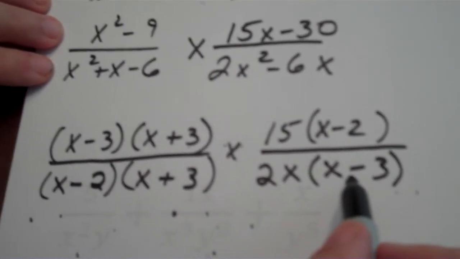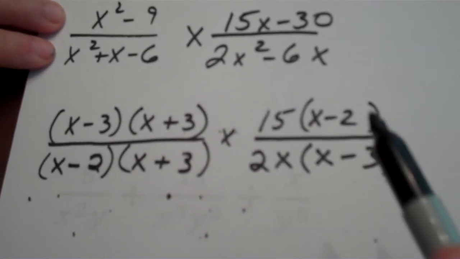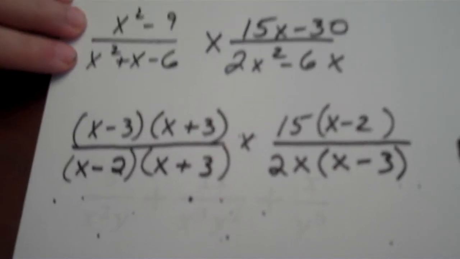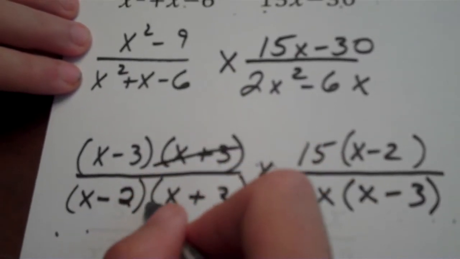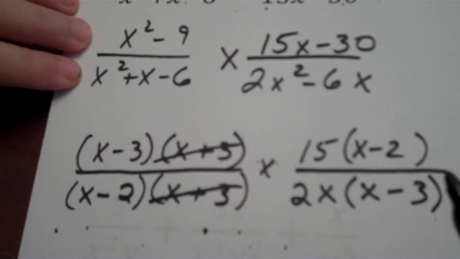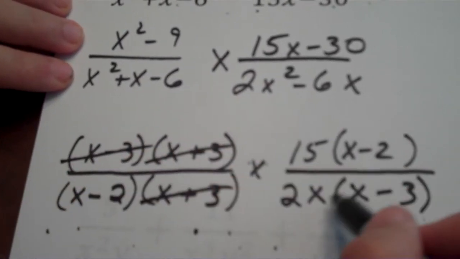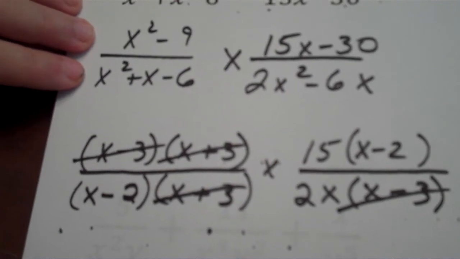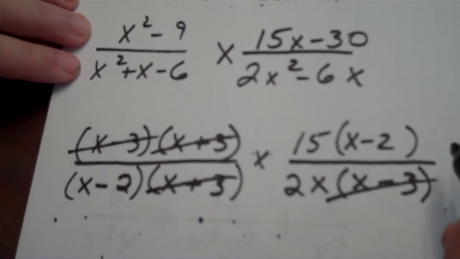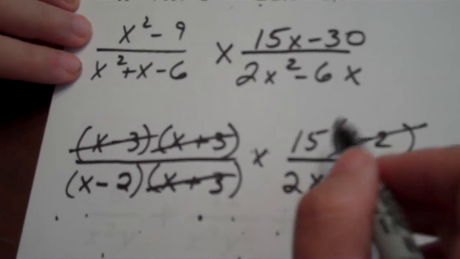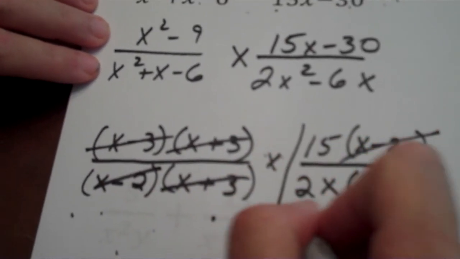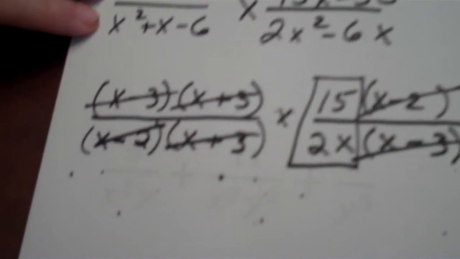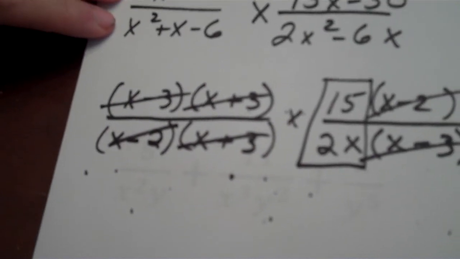2x times this binomial, again, equals this binomial, correct? What can I cancel? Well, all kinds of things. Directly above each other, I have an x minus 3 and an x plus 3. I've got the x minus 3s about as far apart as you can get them, but it doesn't matter as long as one's on top and one's on the bottom. Same thing with the x minus 2s. And all my binomials cancel. So there's my answer: 15 over 2x.